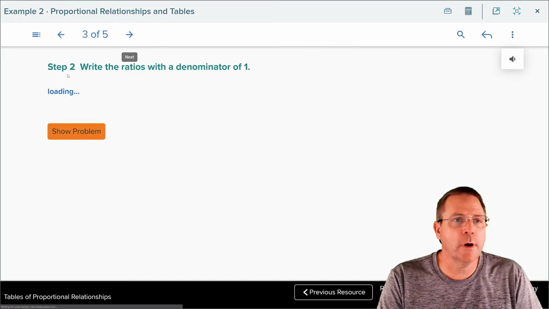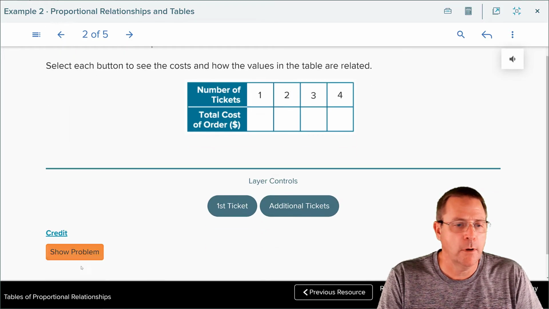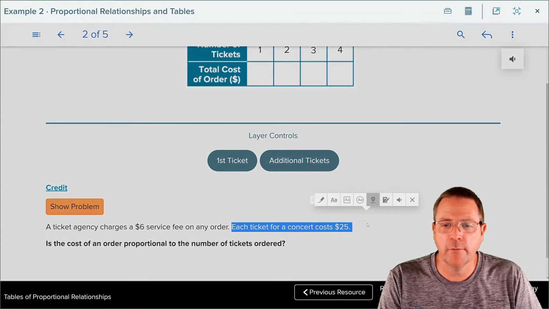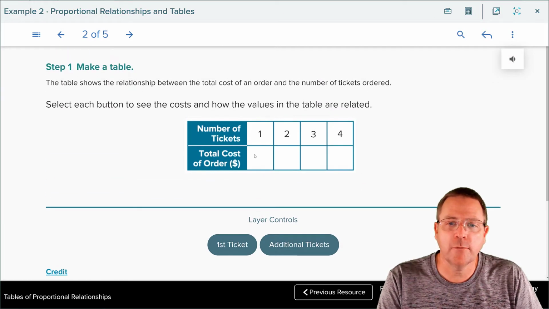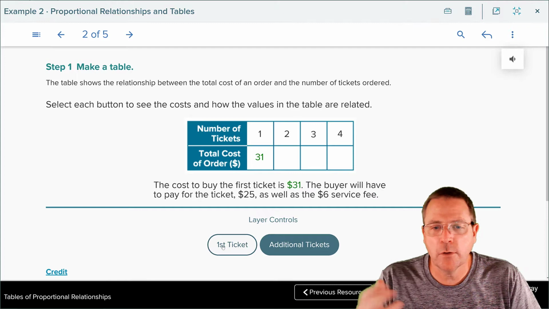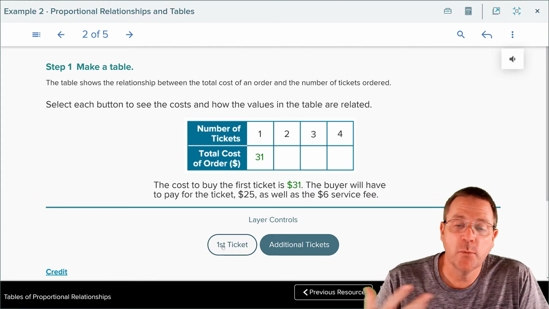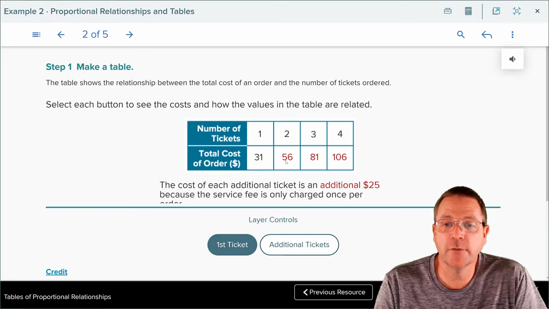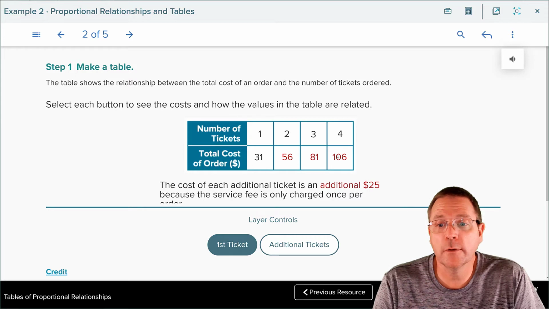Going back and showing the problem here, remember it's a $6 service fee for each order, and each ticket costs $25. So our first one is 25 plus $6, which is $31. 2 times 25 is 50, plus 6 is 56. 3 times 25 is 75, plus 6 is 81. 4 times 25 is 100, plus 6 is 106.